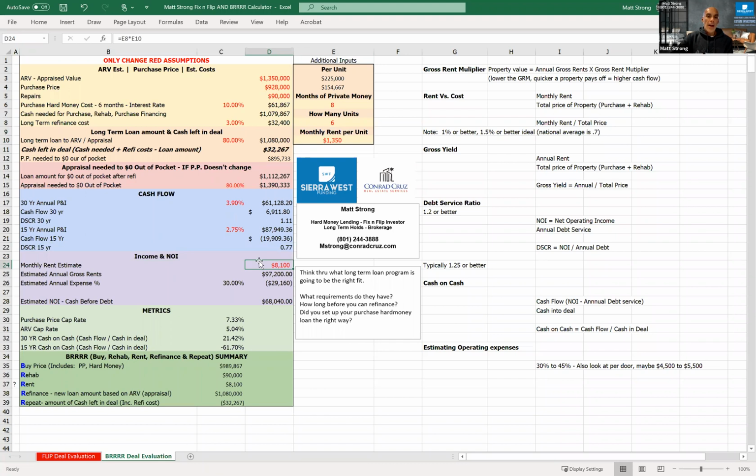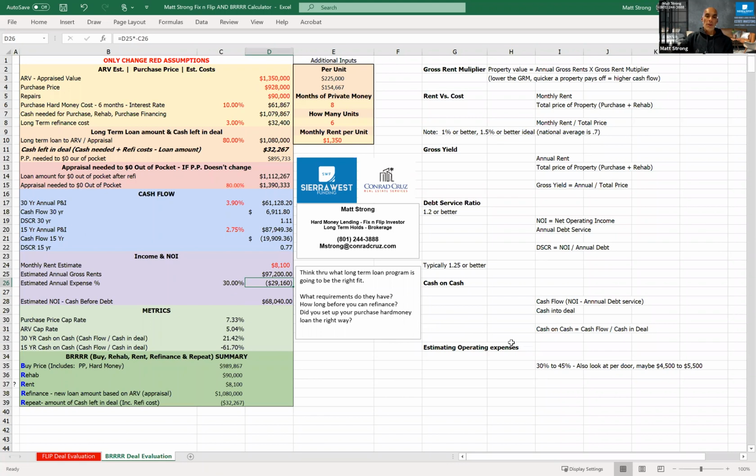I should have $8,100 in monthly rent. That will equate to $97,200 in annual rent. I'm guessing on my expense ratio, but if I'm hiring a property manager, my taxes and insurance and operating expenses are probably going to be around 30%.